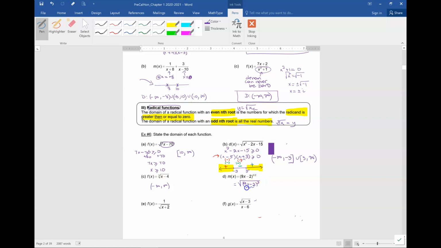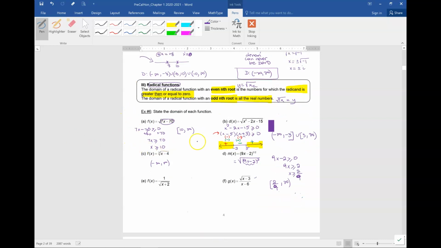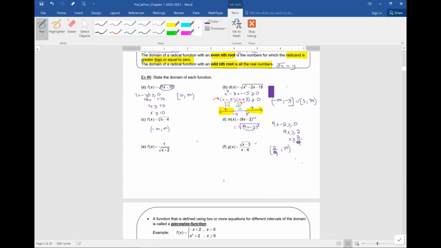That means the stuff inside still has to be greater than or equal to 0. So 9x is greater than or equal to 2. x is greater than or equal to 2 over 9. So the domain is 2 over 9 to positive infinity. Okay, the next two are a little bit more involved.